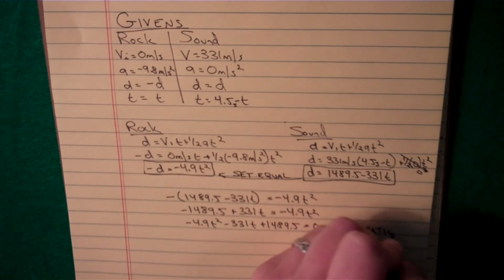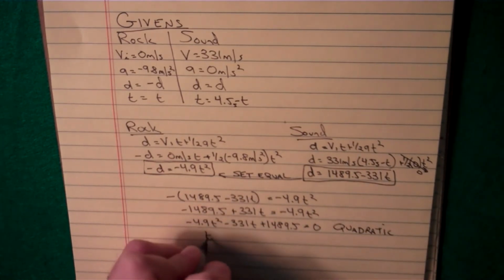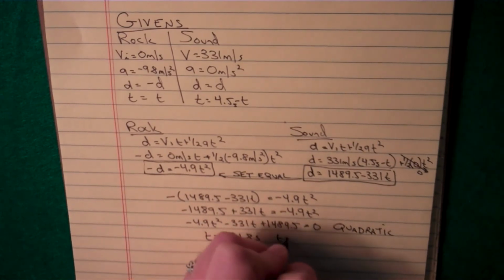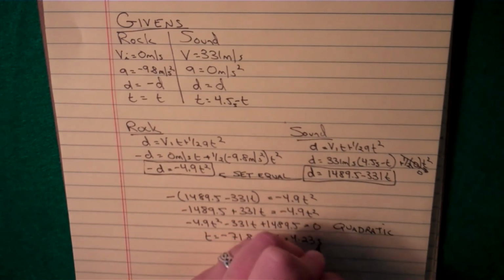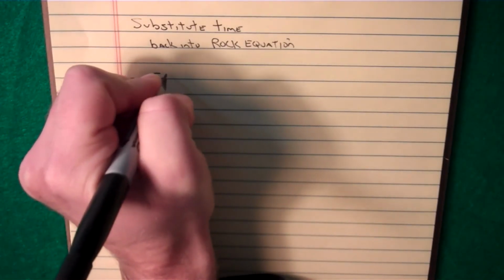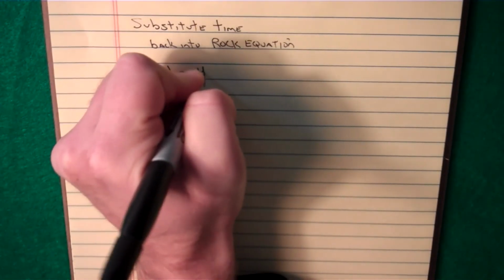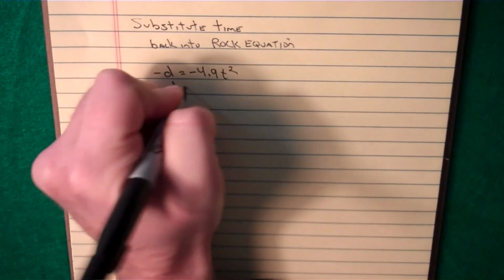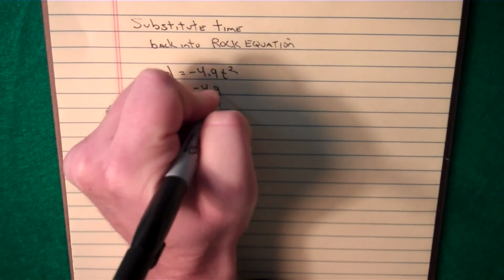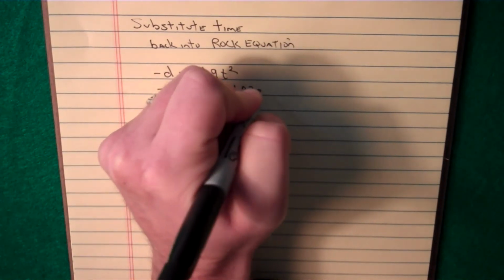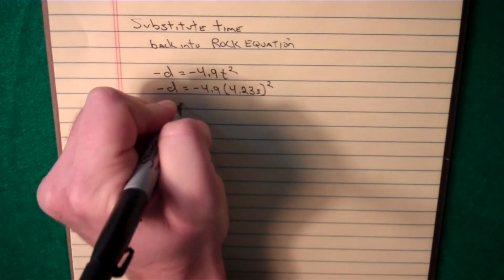Using a quadratic solver, we'll get 2 times. One negative, 71.8 seconds, and one positive, 4.23. The positive term is what we'll use in this situation. Using the rock equation, the 4.23 seconds is substituted back in, and solving for d, the depth of the well is revealed as 87.7 meters.